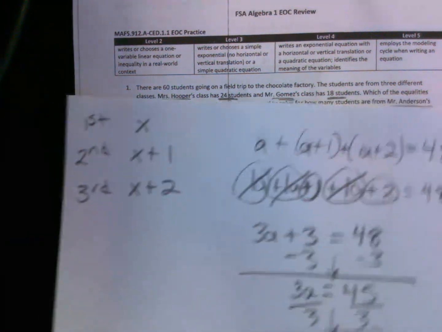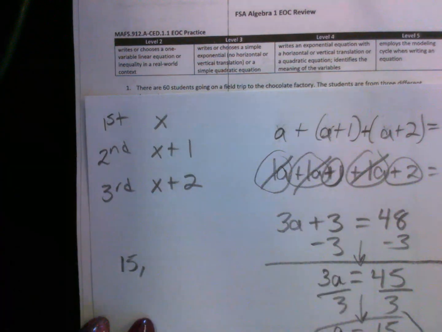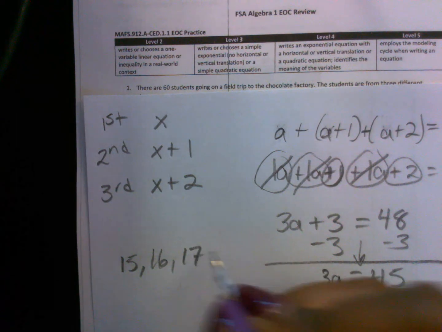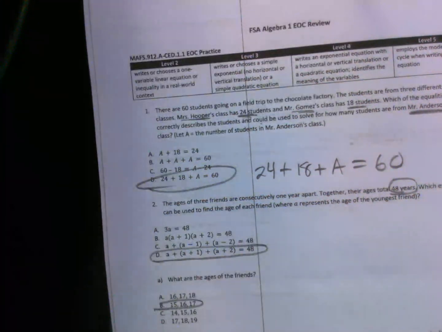So the smallest person or the youngest person is 15. So what's the next person's age? 16. What's the next person's age? What answer choice is that? That's what now? B. B. Yeah, that's B.